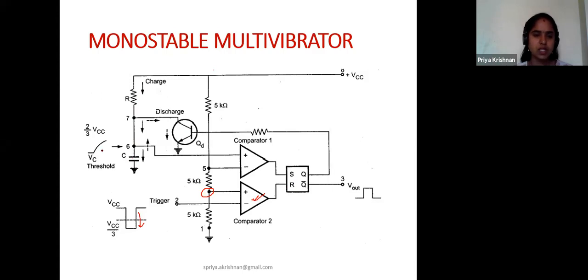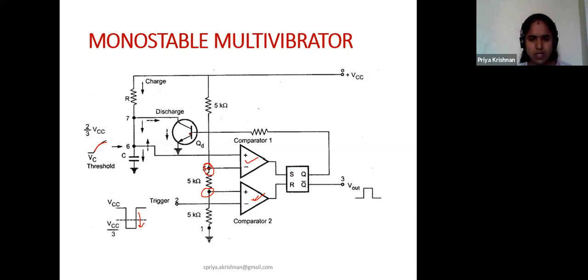How long will it charge? It will charge up to the value present here. What is the value present here? It is 2 by 3 VCC. So how long will my capacitor charge? It will charge up to 2 by 3 VCC only. Once it reaches 2 by 3 VCC, this comparator will not be quiet. It goes to on state. If this goes to on state, it will release 1 to set. So it will give 1 to the flip-flop. When this gives 1 to the flip-flop, Q will be equal to, yes, you are correct, 1. So if it is 1, again the transistor goes to on state.